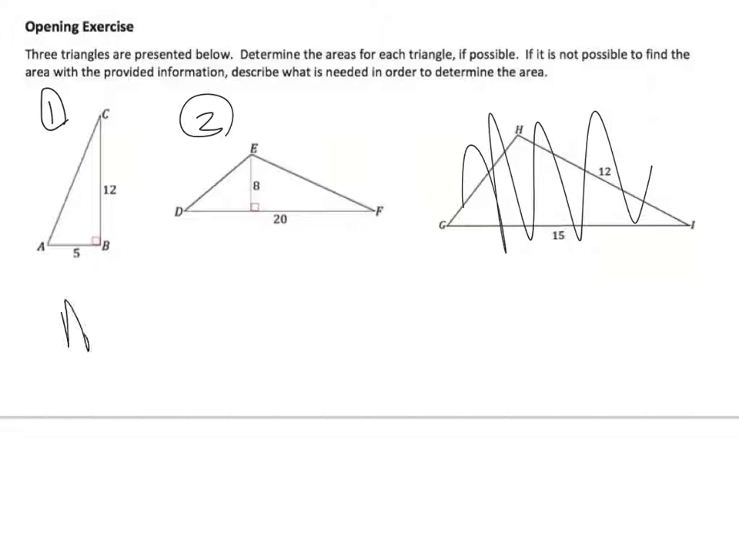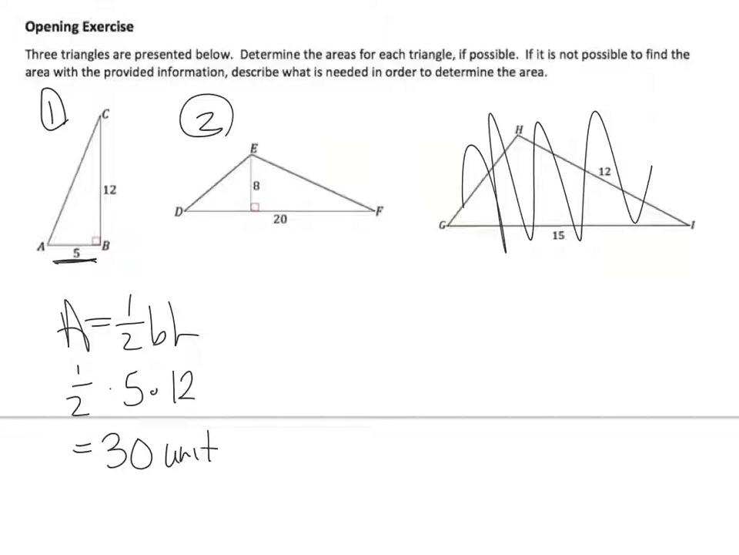Let's see, the area of any triangle is 1/2 base times height. Well, I see the base of this first triangle is 5, and the height is the altitude, or the distance from a vertex to an opposite base at a perpendicular angle. So I have 1/2 base times height. Well, 5 times 12 is 60. Divide by 2 is 30. Units squared.